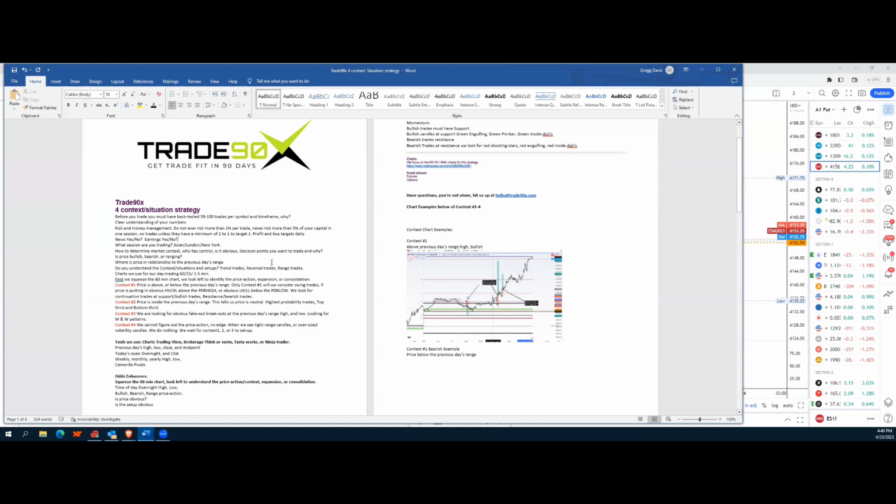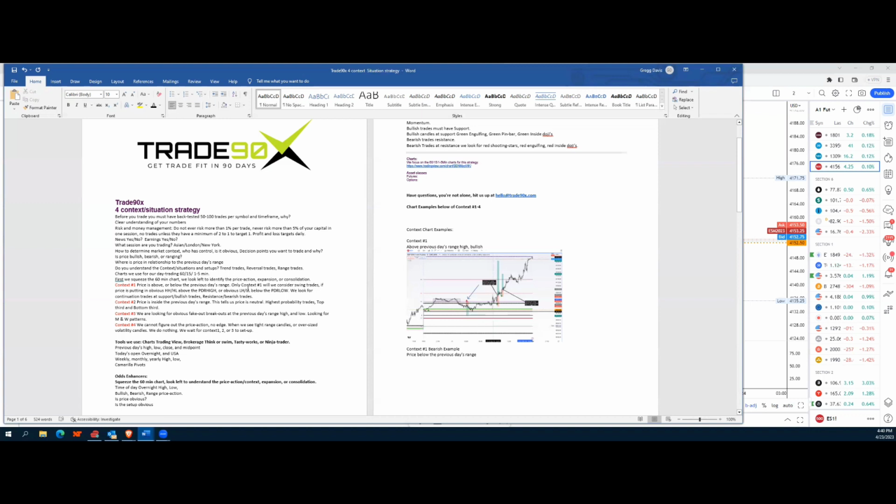And again, when we look at market context, remember, markets can only be bullish, bearish, or range. You need to be able to understand what a bullish market looks like, a bearish market, and a ranging market. And I'll show you that when we get to the charts. Next, we ask the question, where is price in relationship to the previous day's range?